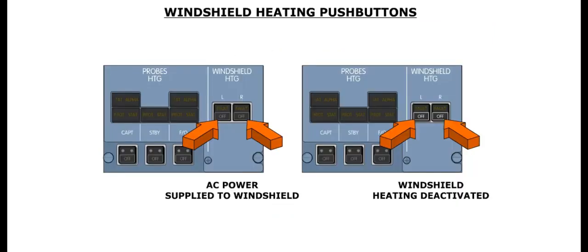When a windshield push button is pressed in, the associated windshield heat is supplied AC power. Forward windshield heat is deactivated by releasing out the associated windshield heating push button. When the push button is released out, the white off caption illuminates in the push button.